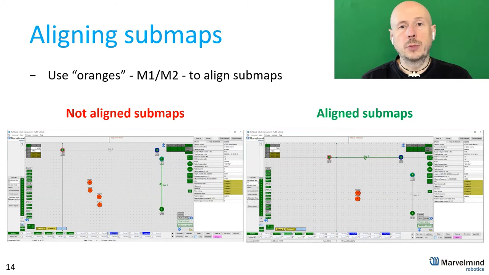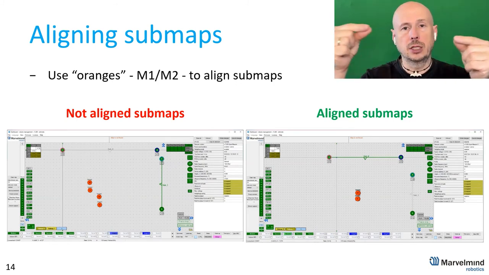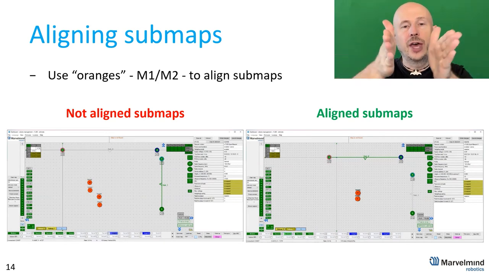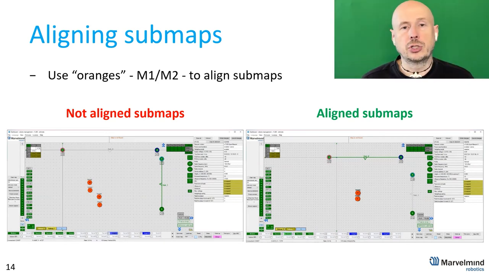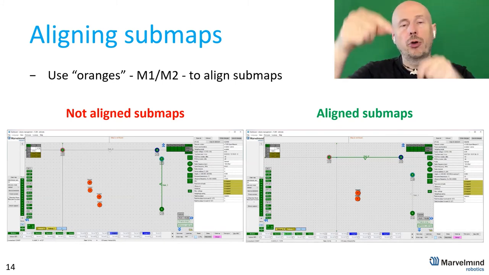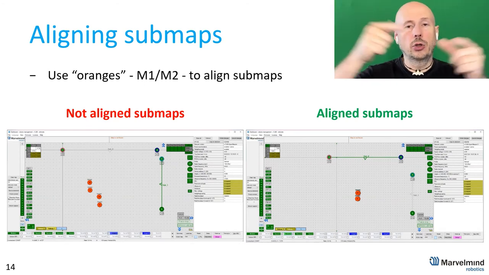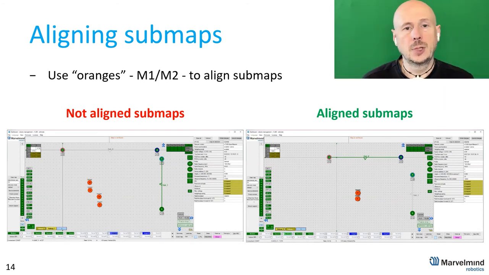Why two? Because if you have only one mobile beacon, then you have two opinions, then you align, but you still may have angular inaccuracy. With two, it's like a line. So if you align both of them and they have a distance of half a meter or 1 meter, that's sufficient, and they would be aligned on the position and on the angle. So use M1, M2. It's a very, very powerful feature to make the alignment between the submaps very quick.